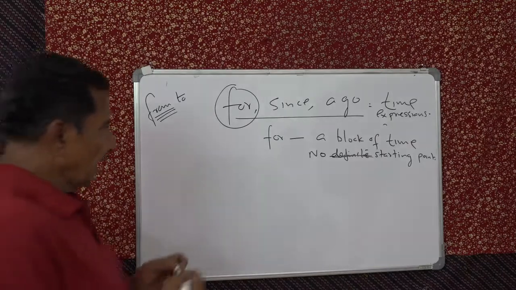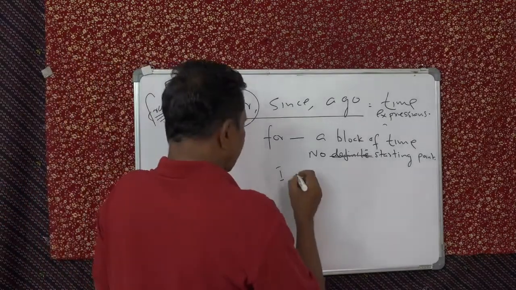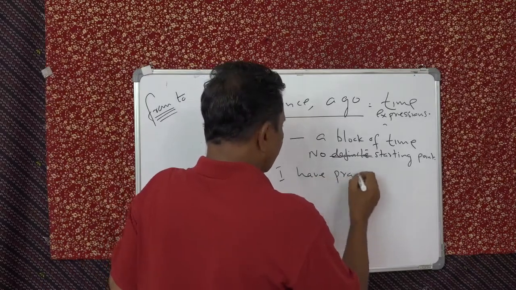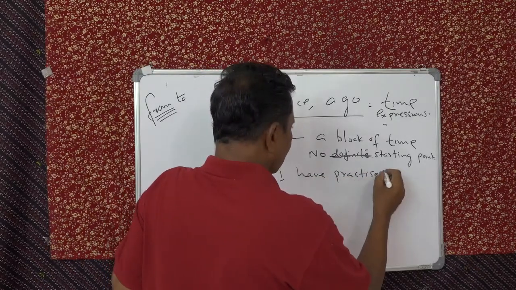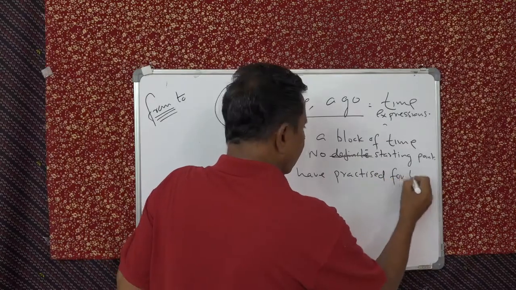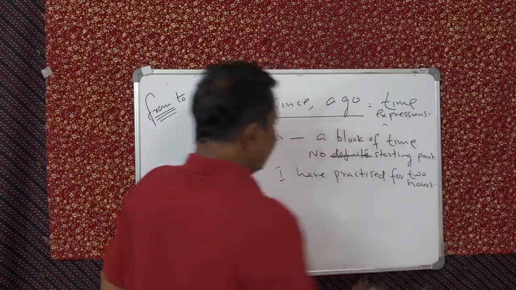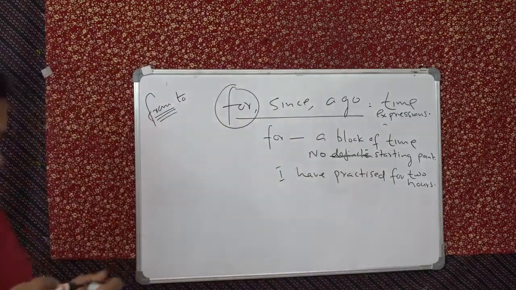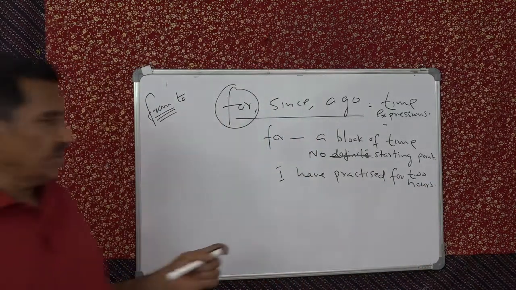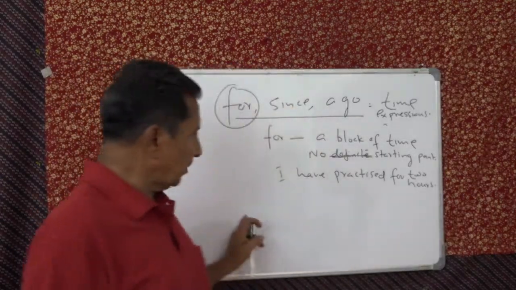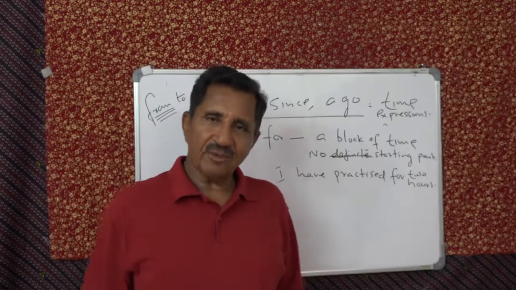Say, I have studied for 4 hours. I have practiced for 2 hours. It means no definite starting point. Of course, the end time we know because it is present perfect tense. So just now it is over.